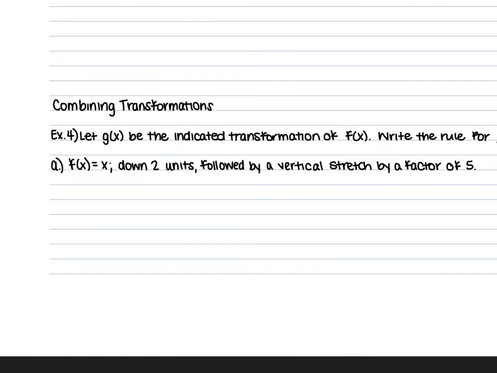For example 4, we are combining transformations now. So we're given the parent function of f of x, and then we're told that it's going to go down 2 units, followed by a vertical stretch by a factor of 5. So we're going to start with f of x is equal to x. It's going down 2 units, so this means that it's going to be x minus 2. No parentheses yet.